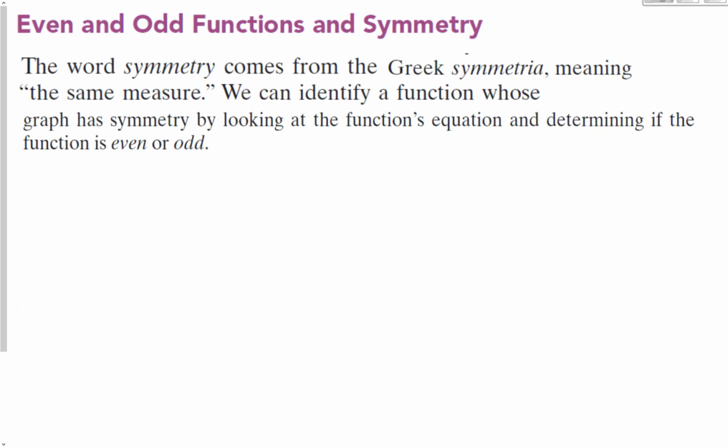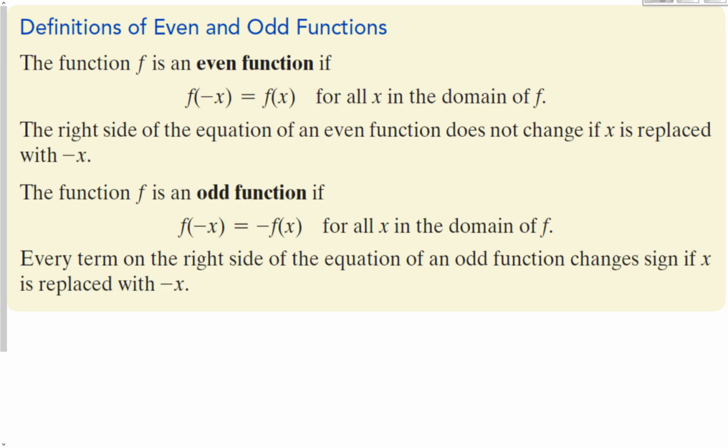Okay, so most of those things, increasing, decreasing, constant, and relative max and relative min, you can sort of tell just by looking at the picture of the function. Even and odd functions and symmetry come from the equation. The word symmetry comes from the Greek symmetria, meaning the same measure. And we can identify a function whose graph has symmetry by looking at the function's equation and determining if the function is even or odd.